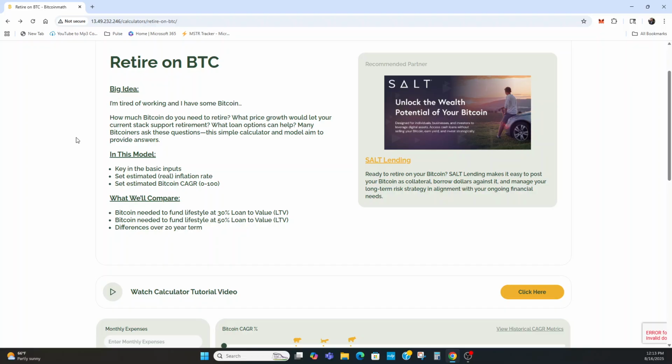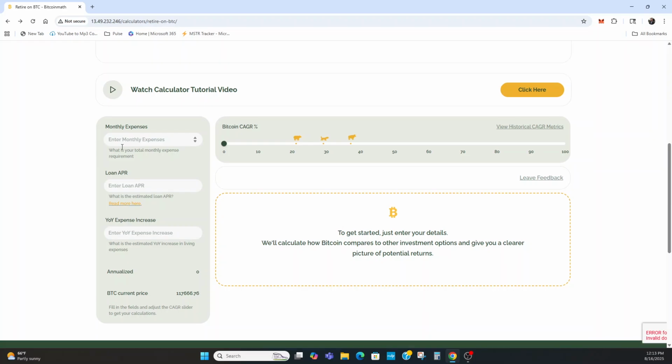So let's go ahead and get into it here. On the input tab, it's pretty straightforward. What are my monthly expenses? Well, I'm going to say I need about $5,000 each month. You'll see here the annualized number populates. That's $60,000 per year.